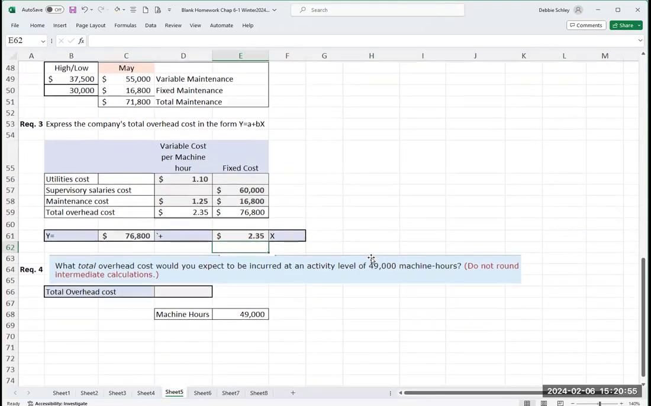Now, required four: what total overhead cost would you expect to be incurred at an activity level of 49,000 machine hours? Do not round intermediate calculations. So I typed my machine hours right here. That is going to be equal to my fixed plus, open parentheses, my machine hours times the variable from required 3, close parentheses, for 191,950.